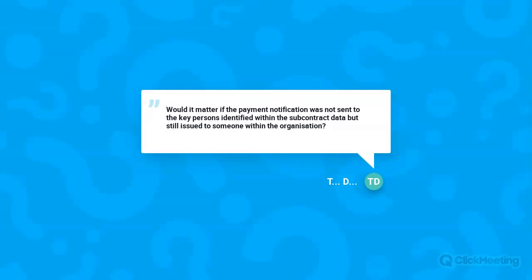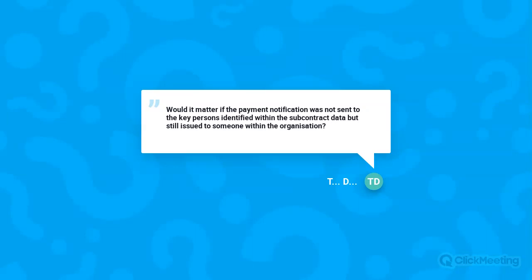So first question from Tom, would it matter if the payment notification was not sent to the key persons identified within the subcontract data, but still issued to someone within the organisation? There is no specific case law on that. So it's sort of a judgment call. Strictly speaking, it should be.